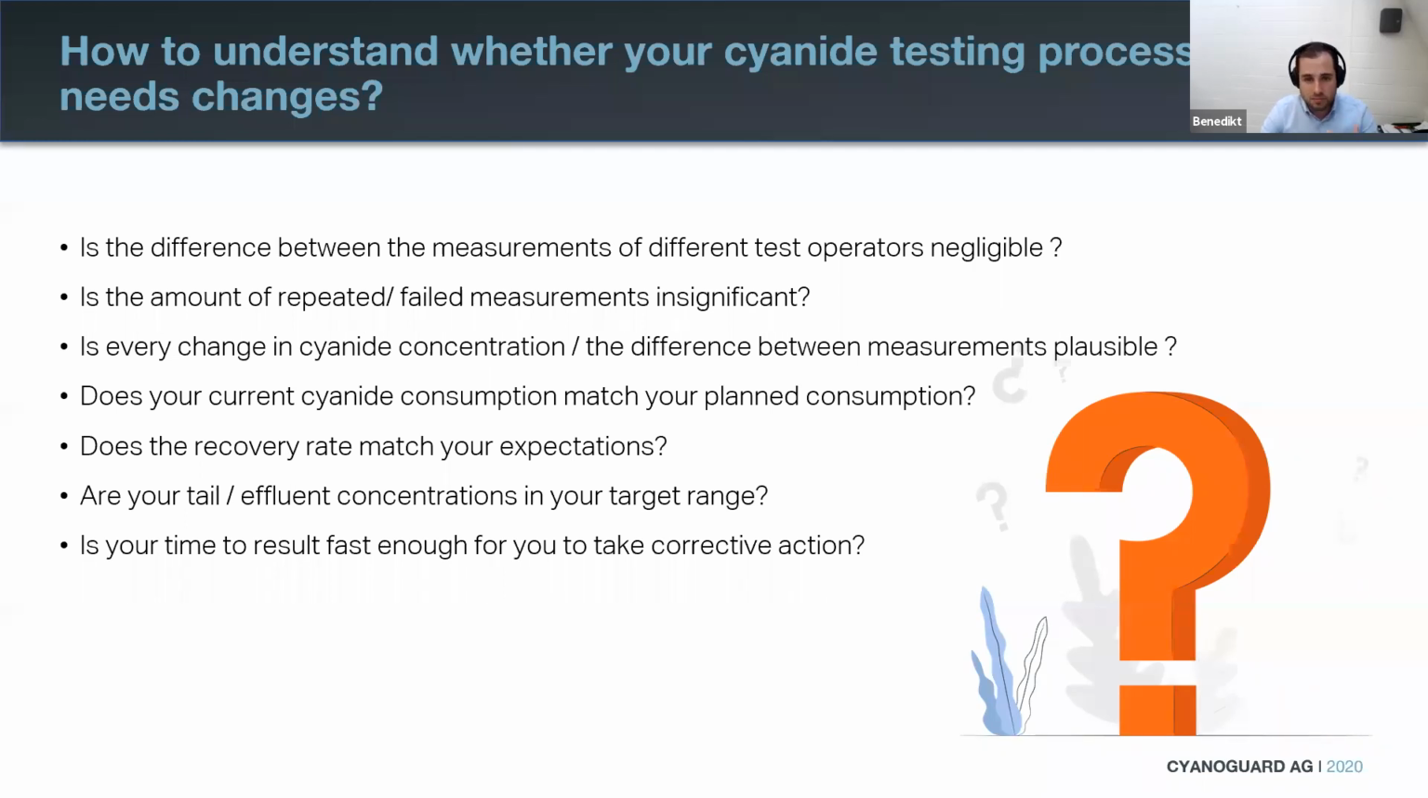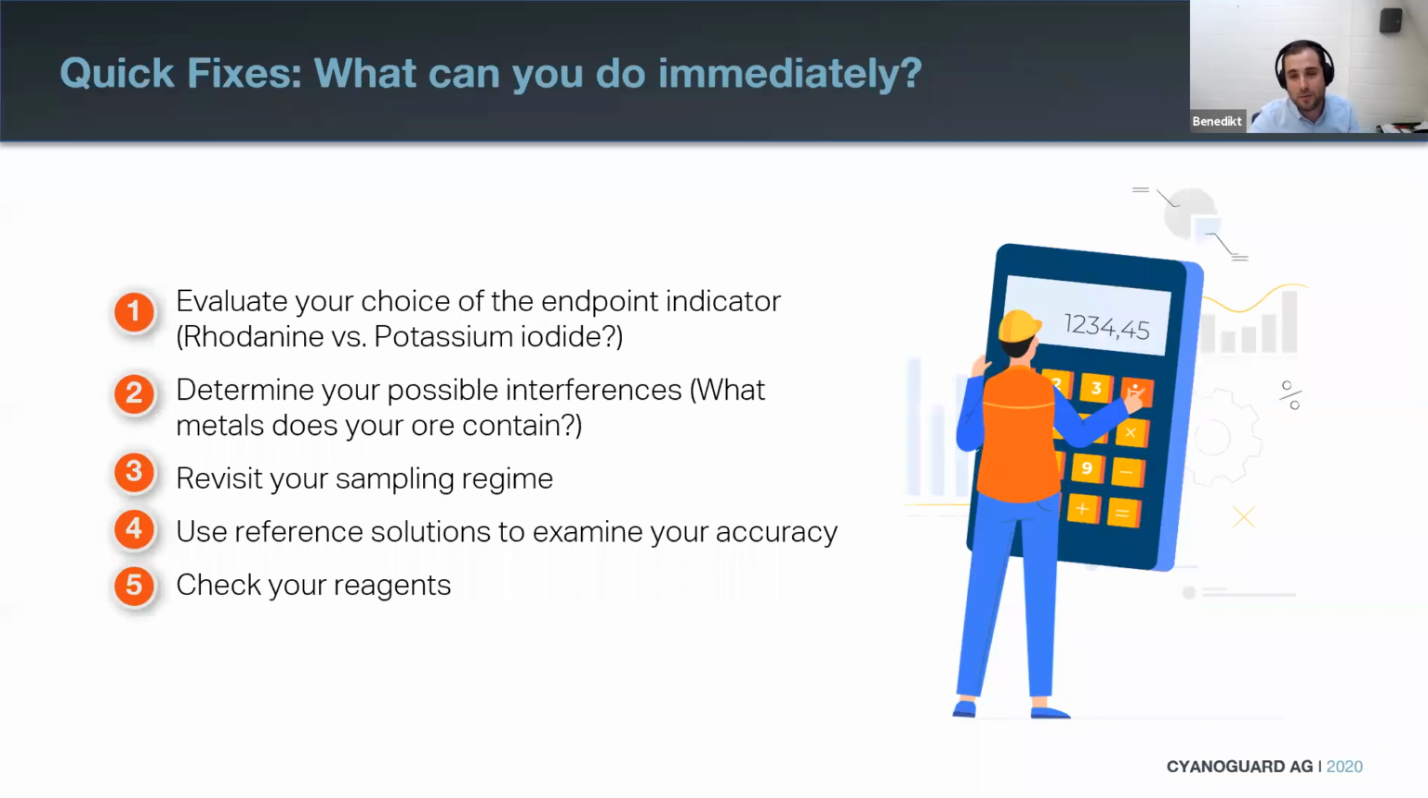If you have answered, when you go through them and you think, okay, there's some issues with the process that we're currently employing, we have compiled a list with 5 topics or 5 quick fixes that you can employ already now as a sort of intermediate solution.